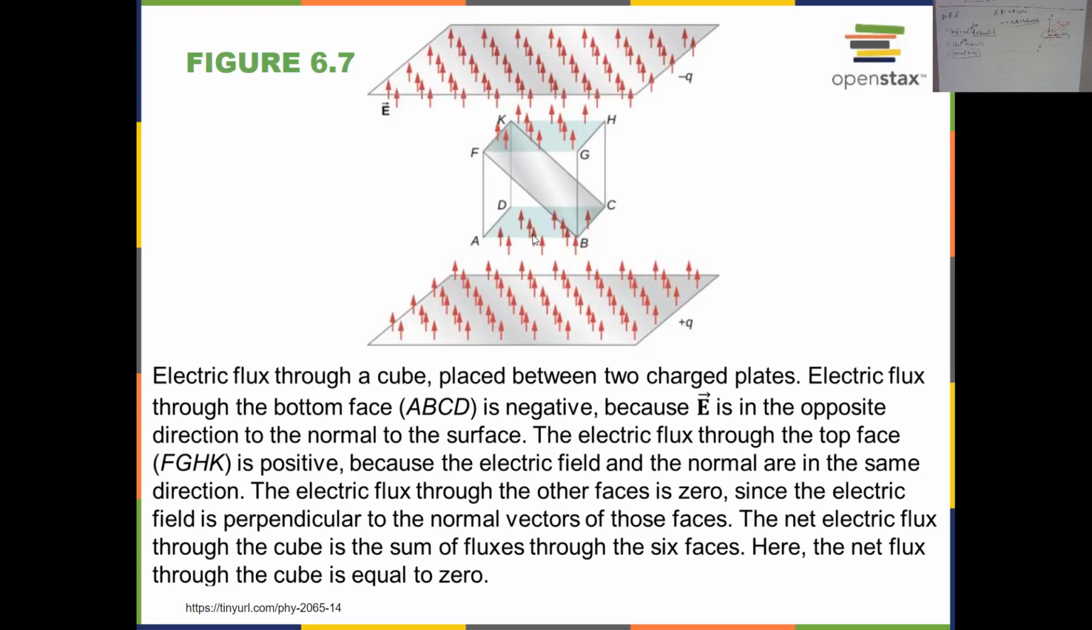At the bottom here, the positive direction for the area will be pointing downward. So then the E field will be in the opposite direction. So this ABCD square, the flux through it will be negative. So negative and positive actually will cancel, okay, in that case. The side faces are all perpendicular to this one. So the normal direction of those sides and the electric field are perpendicular to each other. So then they actually give you zero flux, okay? So overall, the flux through this cube will be equal to 0, okay?